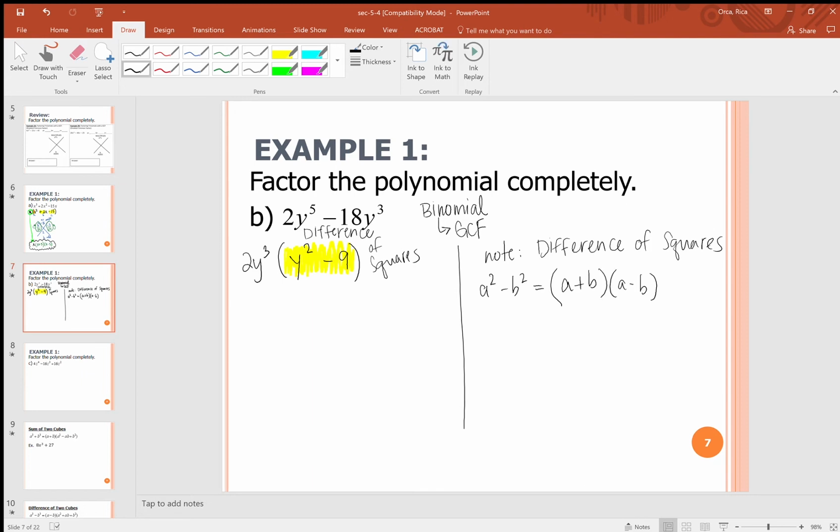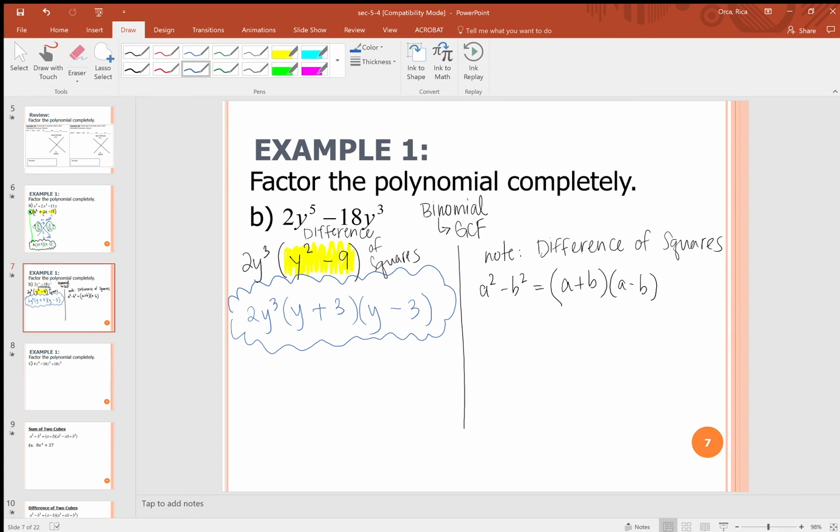With that pattern in mind, let's apply it to y squared minus 9. So I know y times y is y squared, and 3 times negative 3 will give me that negative 9. And once again, I used the difference of squares pattern. Let's also bring down our GCF from earlier, which is 2y to the third. So our final answer is 2y to the third times y plus 3 times y minus 3.